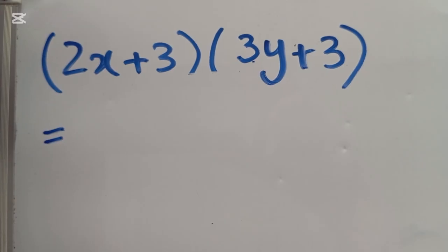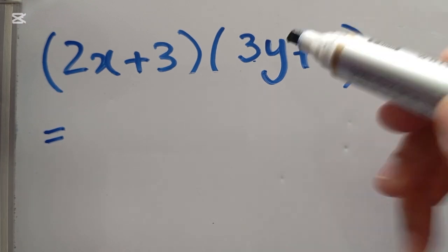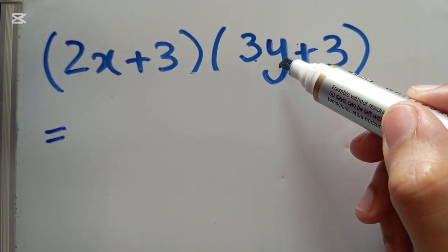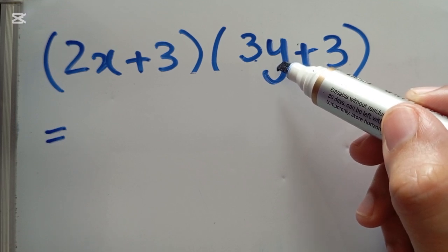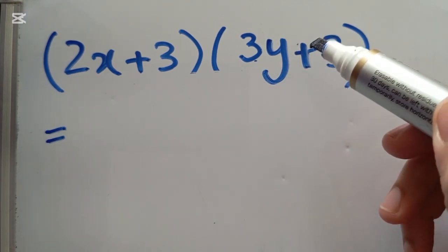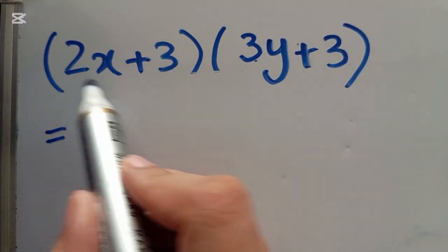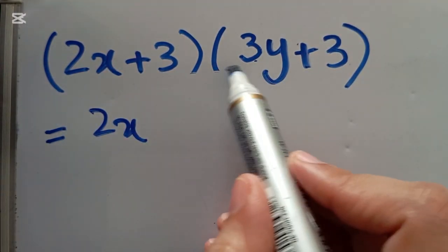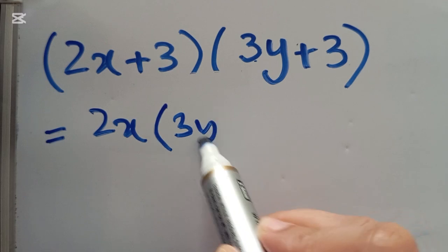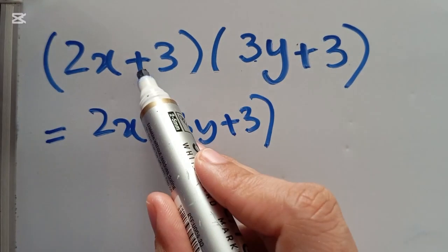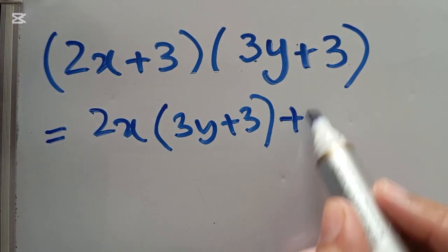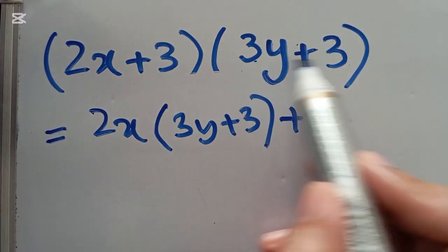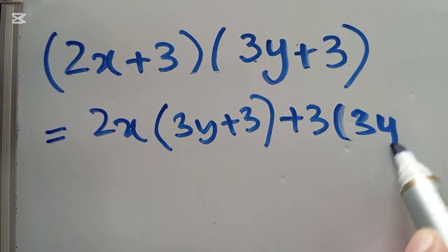Now see this example. In this example, I have changed this variable. Now there isn't any x over here. In the second polynomial, there is a different variable, that is y. So start the multiplication process. The first is 2x. It will be multiplied with the second polynomial, 3y plus 3. Then take the second term of the first polynomial, that is plus 3, and multiply it with this second polynomial.